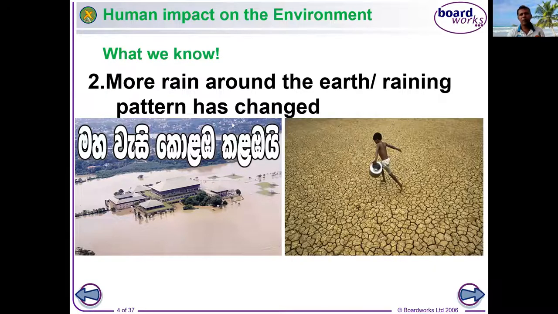Number two is more rain in some areas, as well as very dry conditions in others. Sometimes even in Sri Lanka, at the same time, some areas get a lot of rain, even floods, whereas other areas in the same country are very dry. Which means more rain in some areas and less rain in others, so the weather patterns have changed. You see the parliament of Sri Lanka is underwater, right? But it's not only the parliament; the rain causes problems for other areas as well, right?